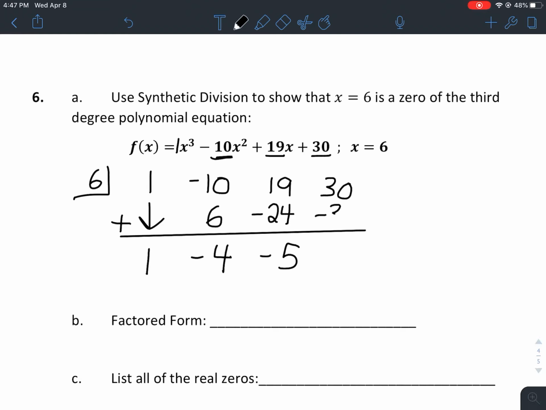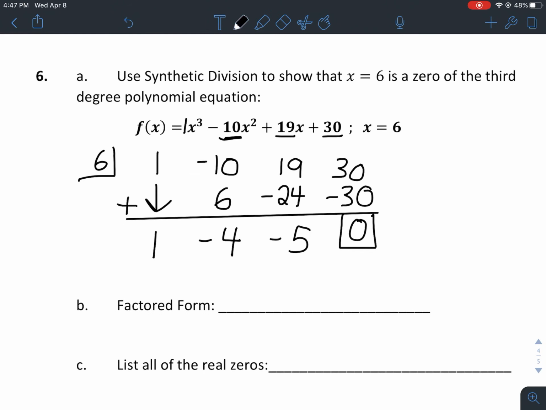-5 times 6 would be -30. Add straight down, we get 0, which makes sense because x equals 6 is a 0, so we should get 0 when we do our synthetic division there. So now writing this as a polynomial, since we started with a third degree polynomial equation, when you do synthetic division, it brings it down 1. So we're now at a second degree polynomial equation of 1x squared minus 4x minus 5.